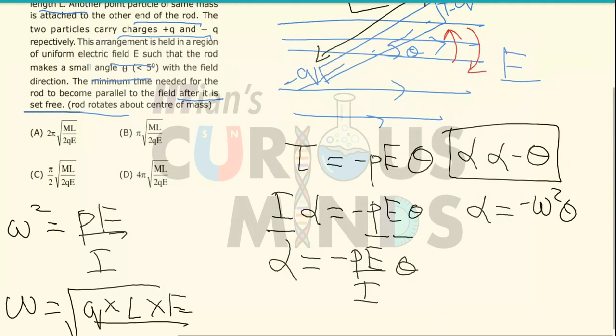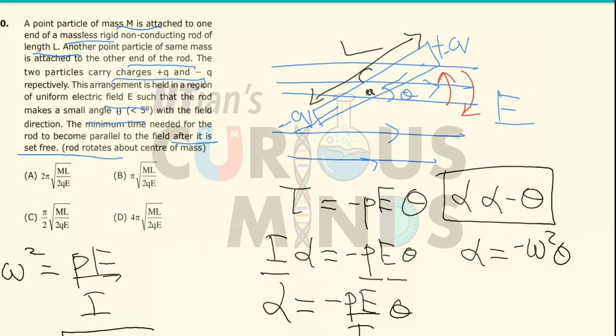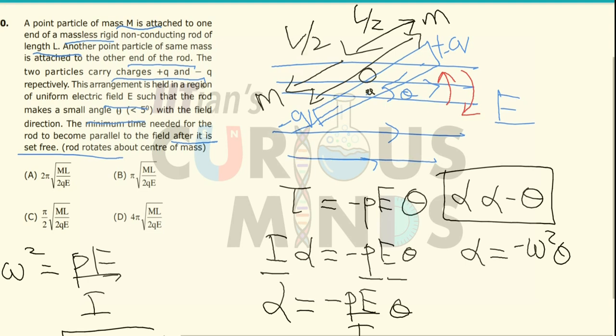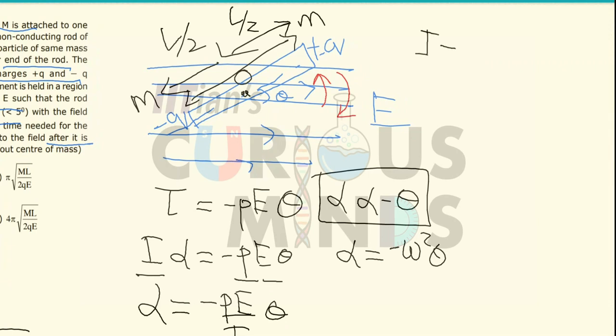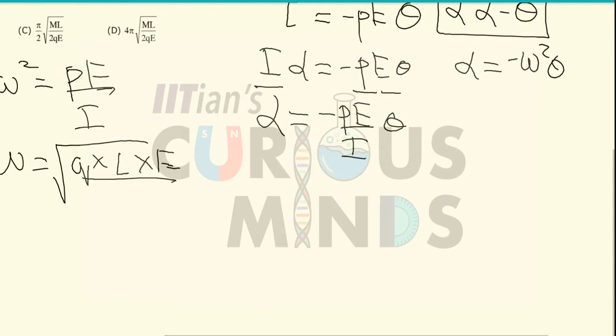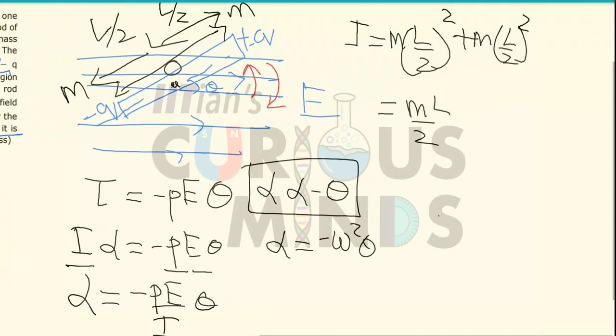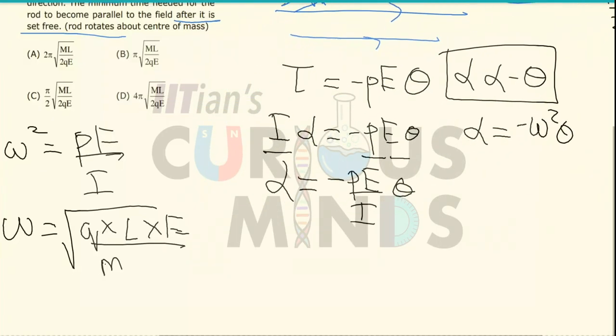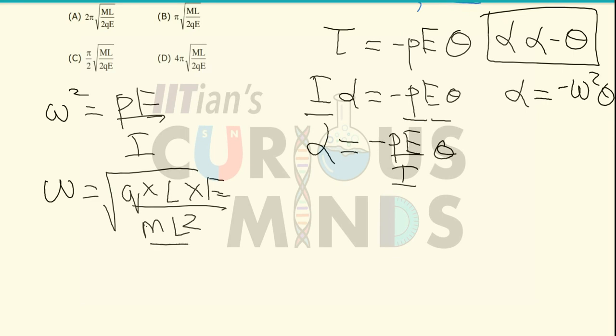Now the I over here: the rod is rotating about the center O, so there is one charge q of mass m at one end and another of mass m at the other end. So each distance is equal to L by 2. The moment of inertia in this case will be equal to m (L by 2) whole square plus m (L by 2) whole square, both of them are the same. So it will be equal to m L square divided by 2.